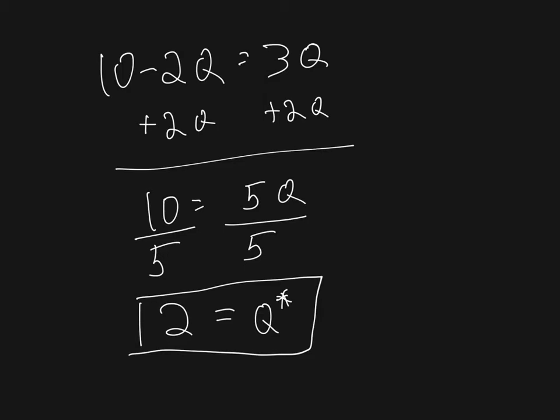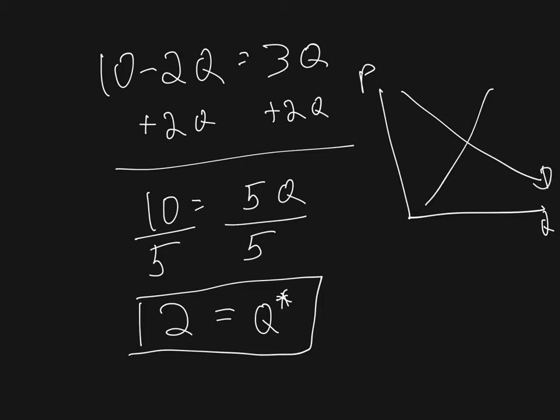But what about the equilibrium price? We're trying to find both, right? We're trying to find price and quantity. We just found the equilibrium quantity at 2, but we still need to find the equilibrium price. So how do we find the equilibrium price? Well, we can just plug the equilibrium quantity into either the supply curve or the demand curve, because they're both going to yield the same price.